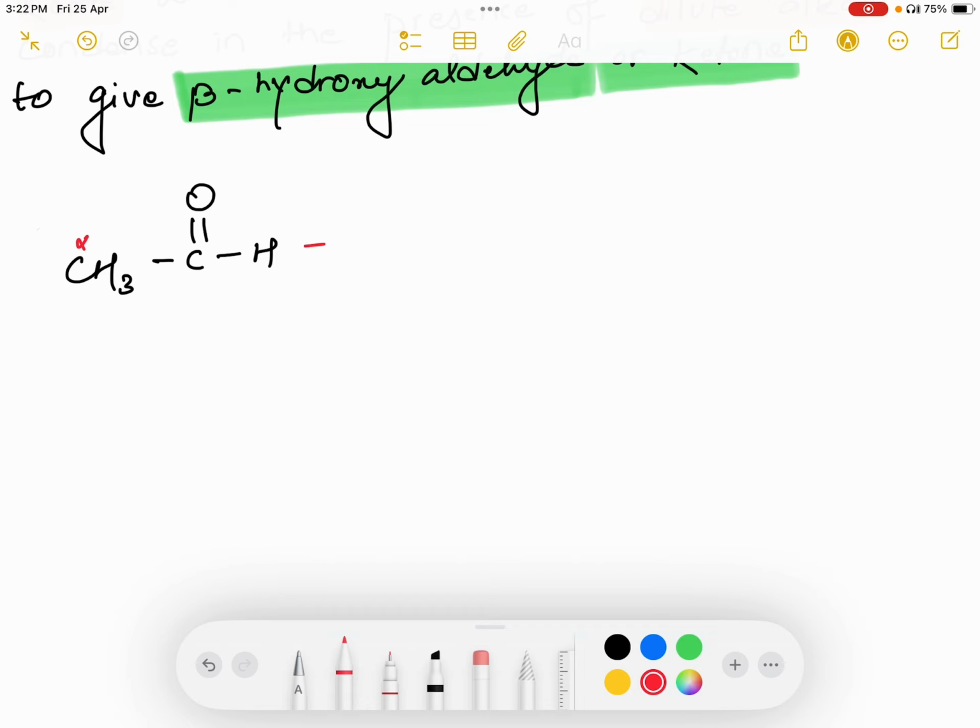So let me explain. Let me take the same group again. Now here also we have CH3, C double bond O and H. Now what will happen is it will be something like this. It needs to be taken in the presence of dilute alkali. Let me take dilute NaOH. What will happen? The bond will break, the oxygen will have negative charge, the carbon will have positive charge.